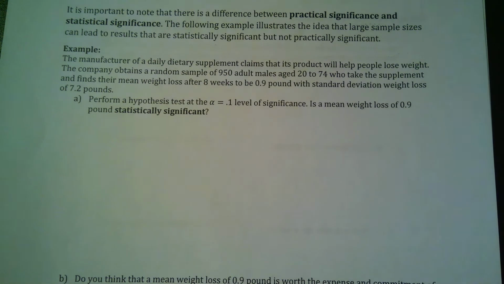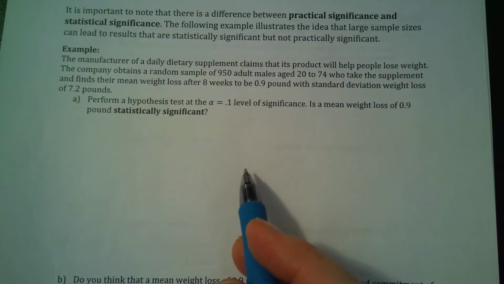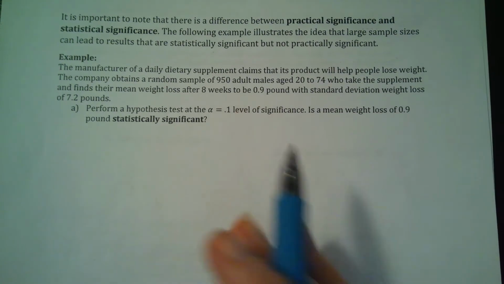For example, the manufacturer of a daily dietary supplement claims that its product will help people lose weight. The company obtains a random sample of 950 adult males aged 20 to 74 who take the supplement and find that their mean weight loss after 8 weeks was 0.9 pounds, with a standard deviation of 7.2. So let's perform first a hypothesis test and determine, is a mean weight loss of 0.9 pounds statistically significant?